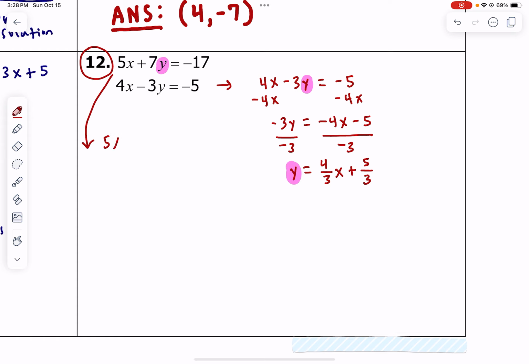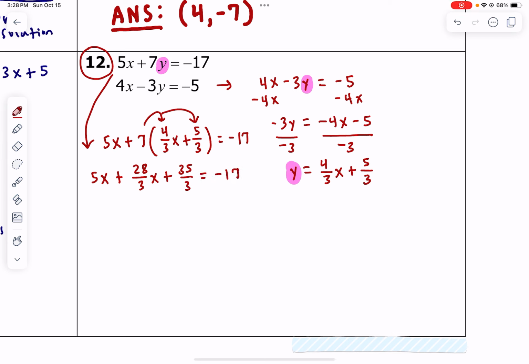So you get that 5x plus 7 times, make the substitution, 4/3 x plus 5 over 3 equals negative 17. And then we have to go ahead and simplify and solve for x. So let's go ahead and do that. Get 5x, and then here you would distribute the 7 into each one. You get positive 28 over 3x plus 35 over 3 equals negative 17.